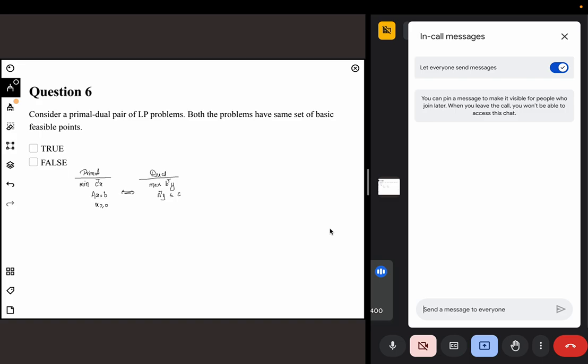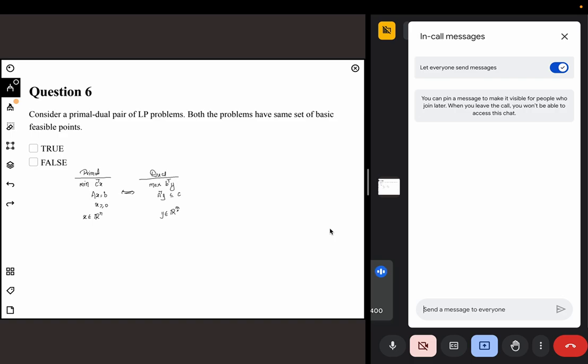So if you see, the domains themselves are completely different. Here we are searching over X space, which is Rn, and here we are searching over Y space, which is Rm. The domains themselves are completely different. So the set of basic feasible solutions, even the dimension won't match. So they basically won't be the same feasible points, even if the domain matches somehow.